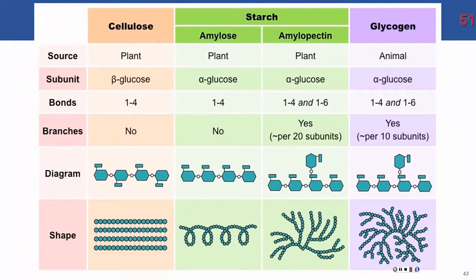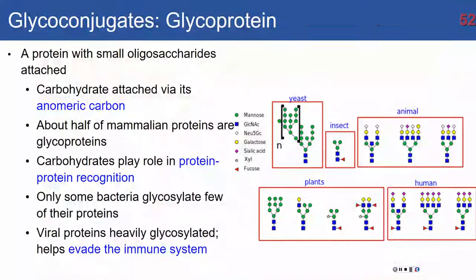So here's your cheat sheet, the difference between cellulose, starch, and glycogen. It tells you what kind of subunits they're using, what kind of bonds they're forming, how many branch points they have. Here's a diagram of them, and this is what the shape looks like. So just your cheat sheet for you. Any questions? Okay, let's take a quick break, and then we'll come back and look at glycoproteins.